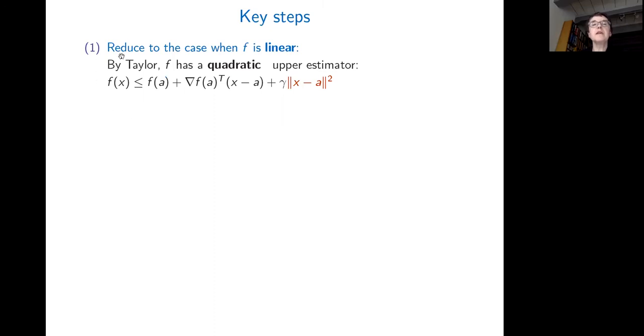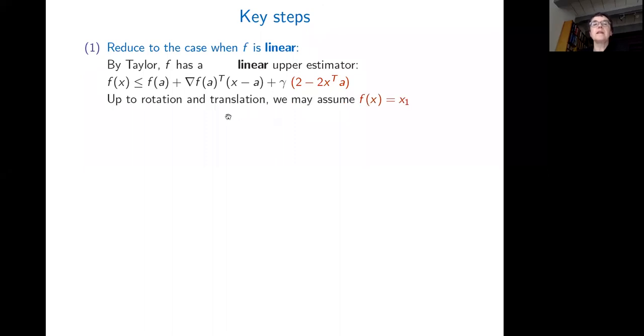So the first reduction is that actually, it's enough to understand the case of a linear polynomial again. As we have observed, we had this trick that we could replace f by its quadratic upper estimator obtained using Taylor. But now we are on the sphere, so actually this quadratic term is linear because x and a lie on the sphere. So we have a linear upper estimator. So in other words, it's enough to analyze a linear polynomial f, and up to rotation and translation, it's enough to analyze the case when f is the coordinate x1.